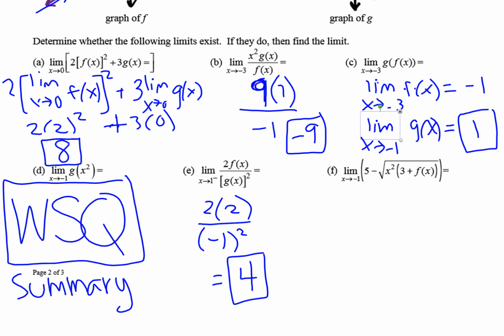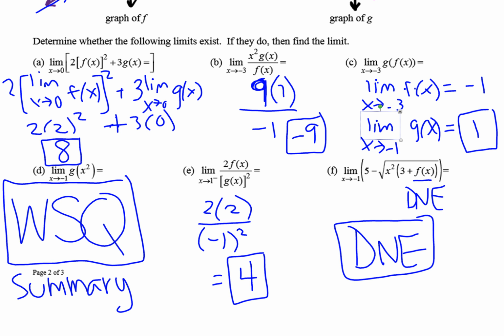In the last one, we're combining a lot of ideas. Let's start from the inside. Limit as x approaches -1 of f of x. Right there, that part doesn't exist because we have a jump at -1. So that means the whole thing does not exist. All right, so again, don't forget to put letter D in your whisk.